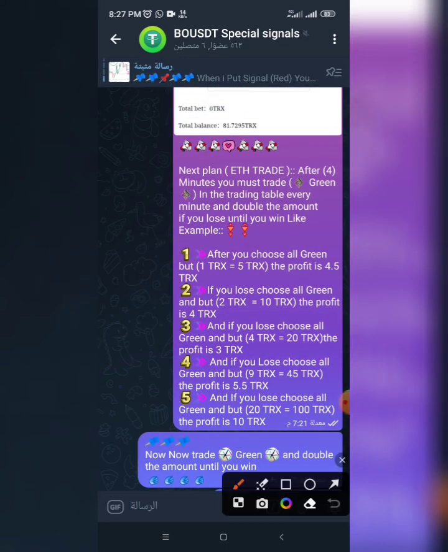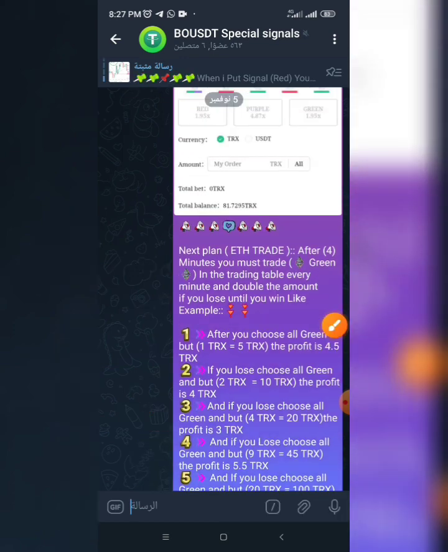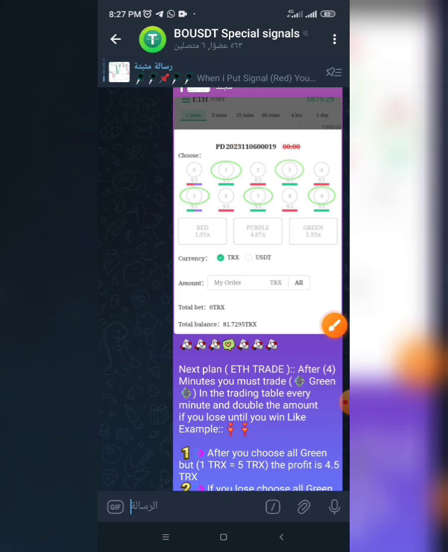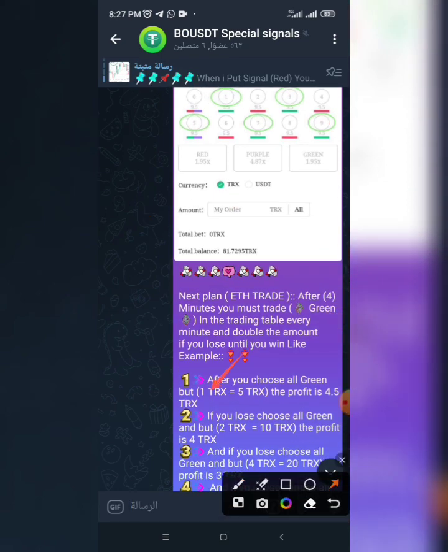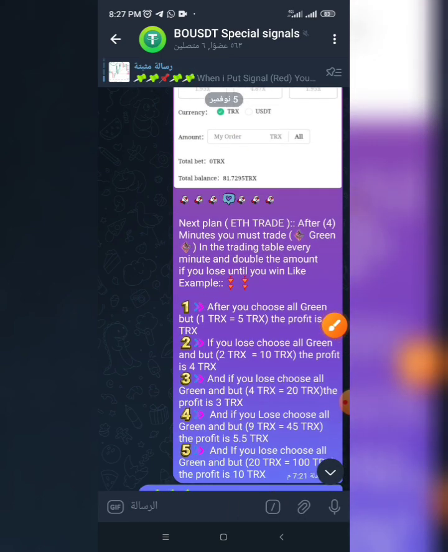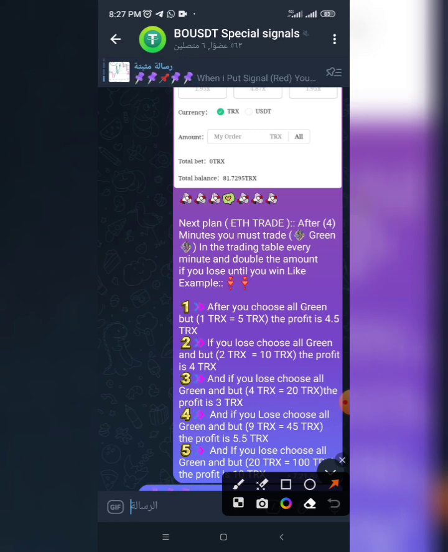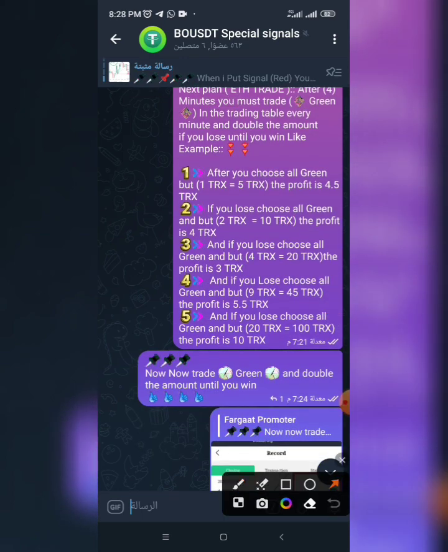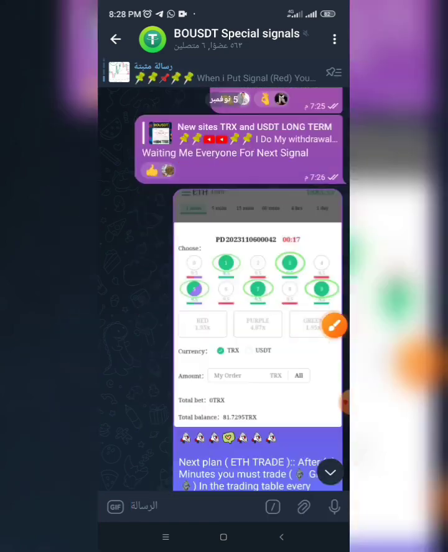See everyone, they put the plan and the signal. When you see green, like we see, choose this and this and this and this and this, and put your number trade. Like we see, it is 1 for first. I will put 1, and if you lose, I will choose all this green and put 2, and if you lose, I will choose all green and put 4, and the profit is that and that and that for every stage.